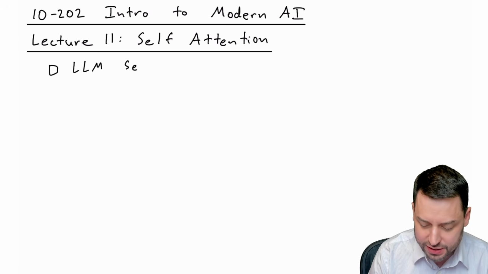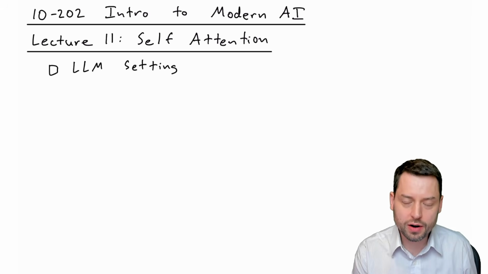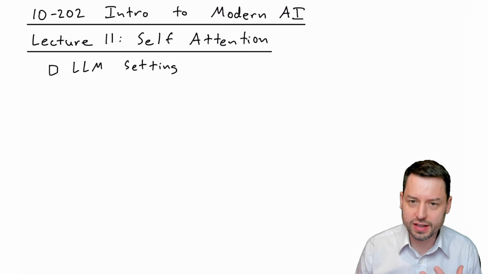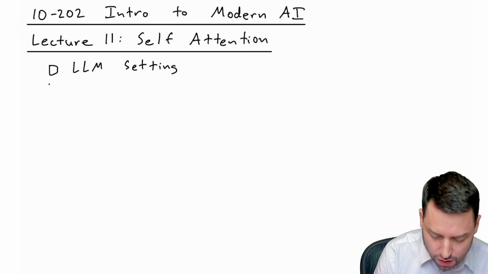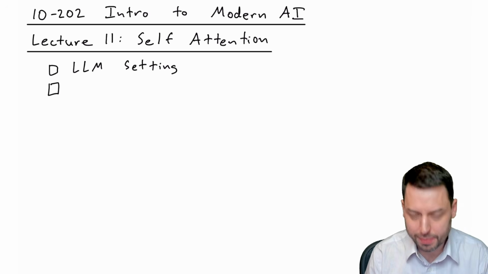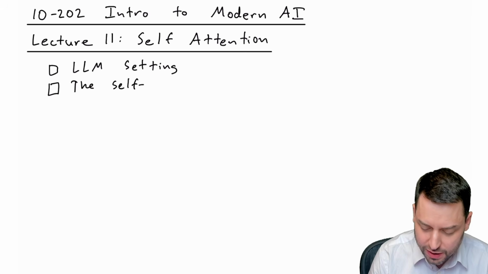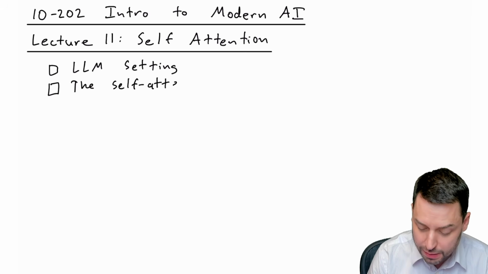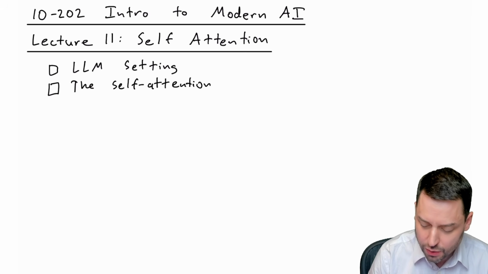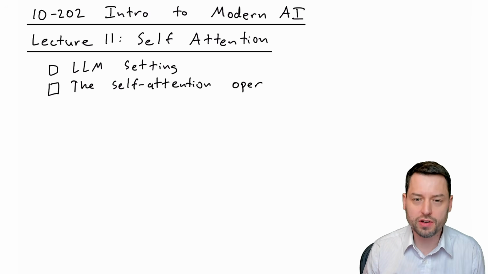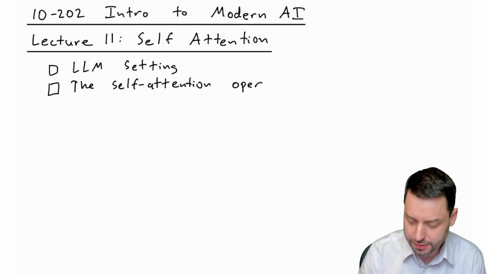So today we're going to first talk about the LLM setting again. We're going to set up what our inputs to the self-attention operator are, corresponding to different words in the input sequence. We're then going to talk about the self-attention operation. We're going to define what this means, show a simple implementation of it, and talk about how this operation mixes together different components of the input.